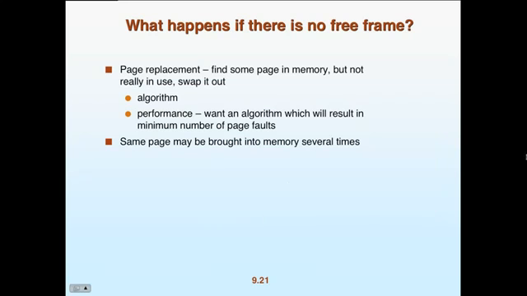So what happens if there's no free frame? We have page replacement. As I mentioned before, pages have frames. Frames get loaded up into the page table, and they get allocated toward the virtual memory. So page replacement finds some page in memory that's not really in use, and swaps it out. That would be the perfect case scenario, if there's a page in memory and it's not being used. Not always the case.